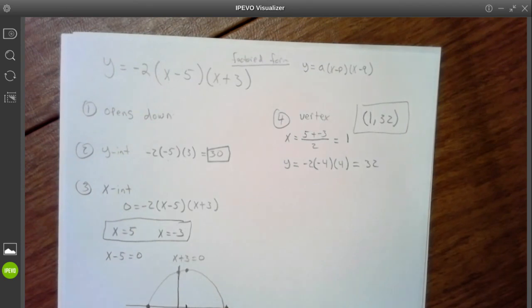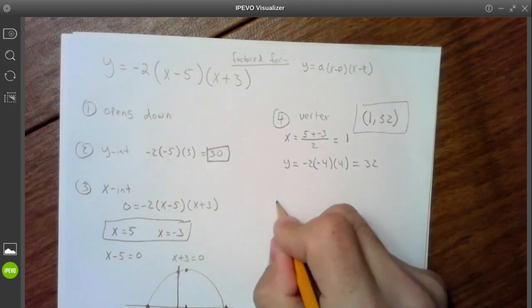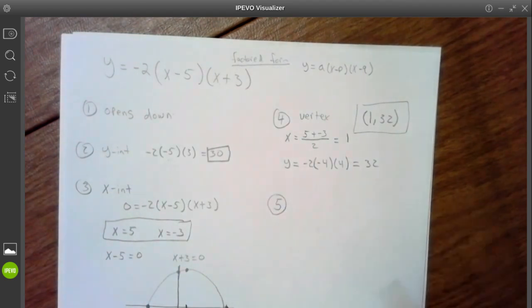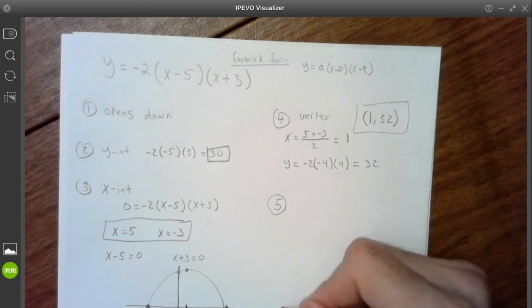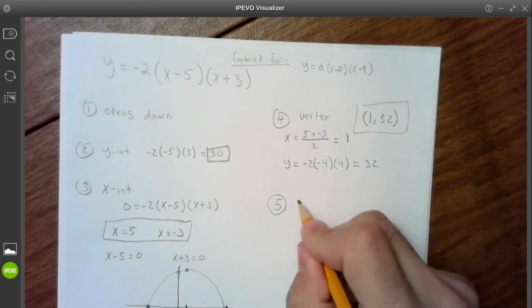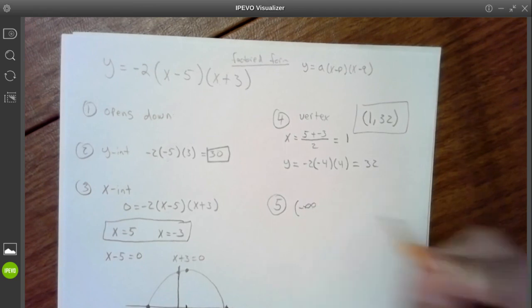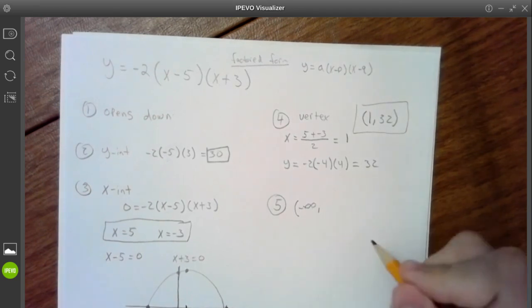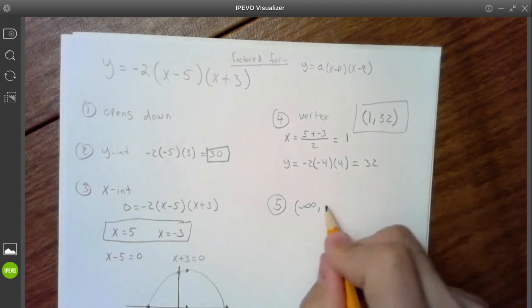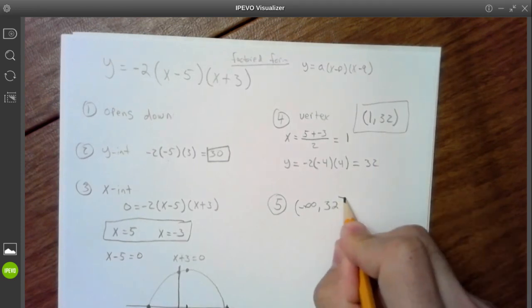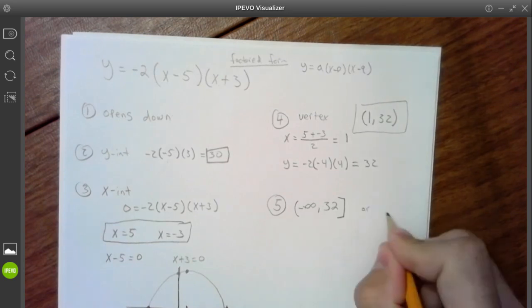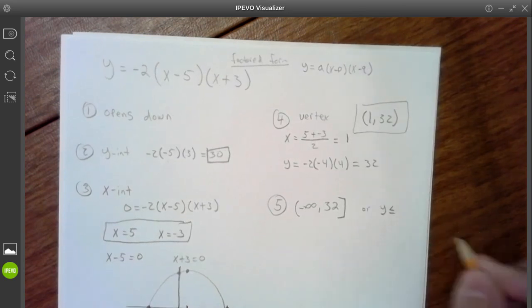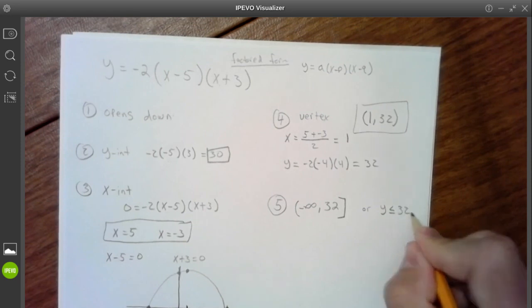Okay. I guess we did need to know the vertex in order to figure out the range, right? We can't have the range without knowing that vertex. Since it's opening down, I know that the lowest it goes is negative infinity. And then the highest it goes is going to be that y value there, 32. And it actually passes through 32. Or in algebraic form, it would be y less than or equal to 32.